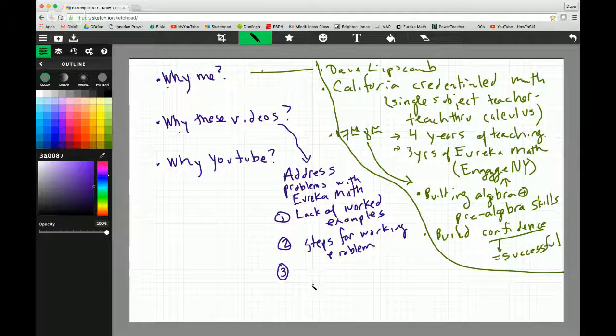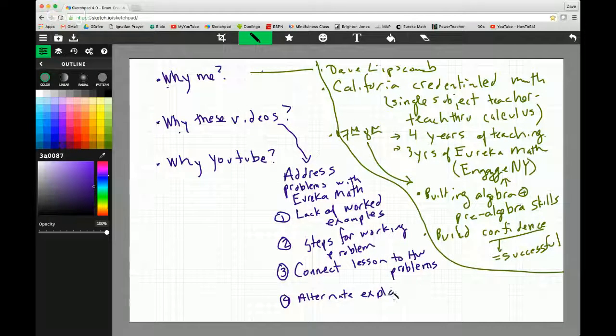Number 3, I'm going to connect the lesson to the homework problems. HW equals homework problems. So how often do you, in Eureka Math, go through a whole lesson, think you got it, and you hit these homework problems, and they don't seem to have anything to do with the lesson at hand? Well, I'm going to tell you that almost always they do connect, but I'm going to help build that bridge for you.